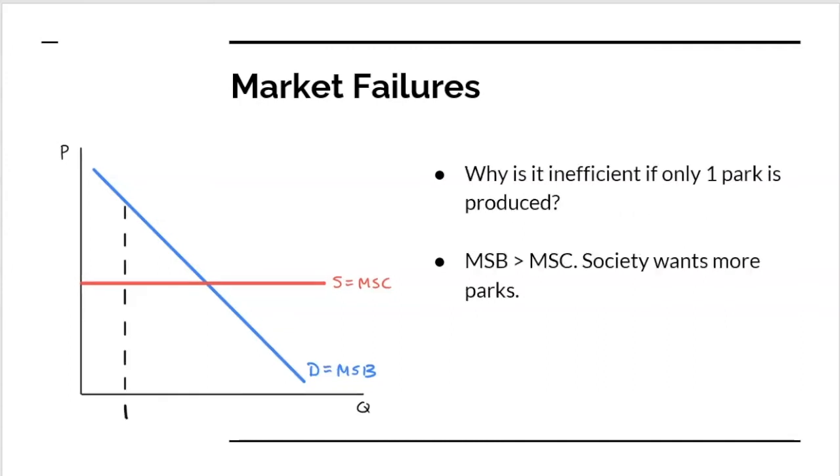And because of that, our marginal social cost, our supply curve, is perfectly elastic in this case. And so just like we went over, it's inefficient to build 1 park because at this point, our marginal social benefit is greater than our marginal social cost. Society just wants more parks in general.